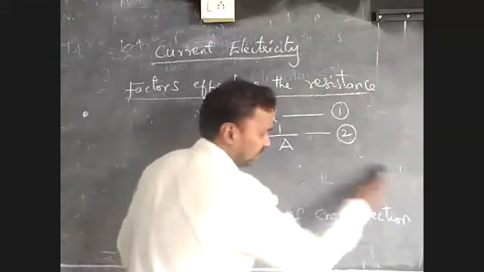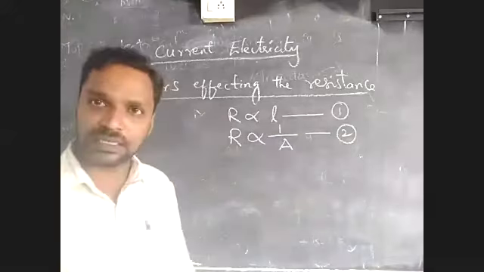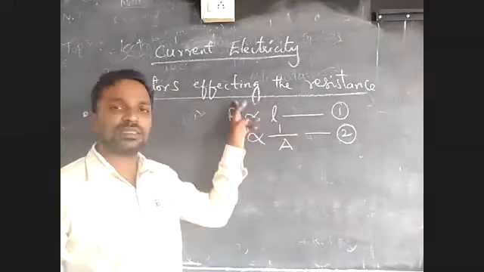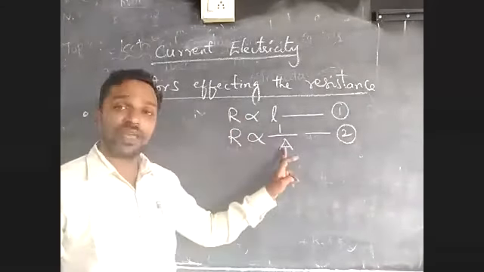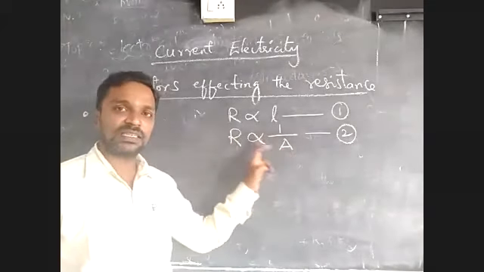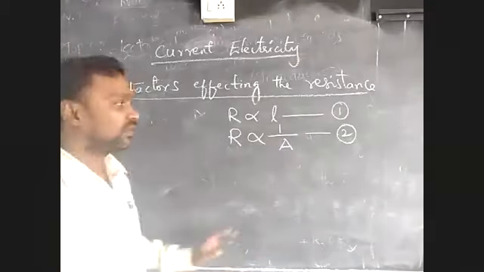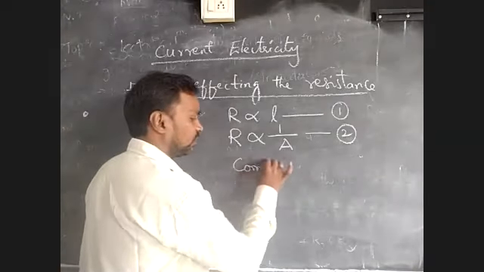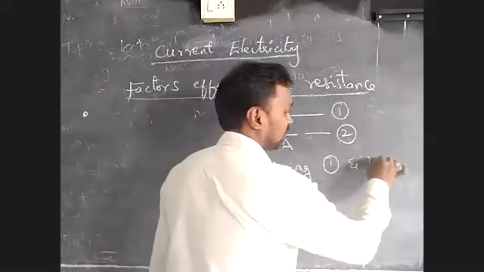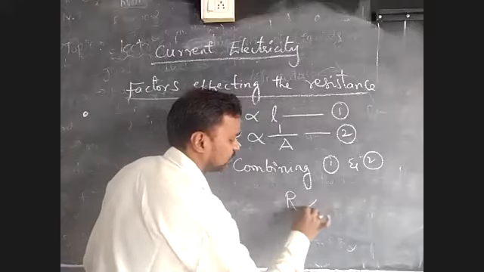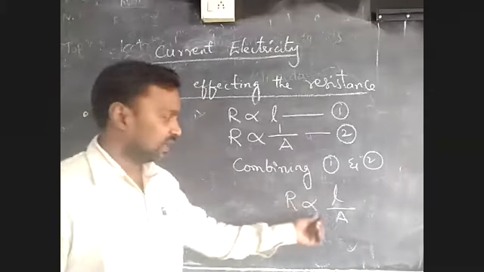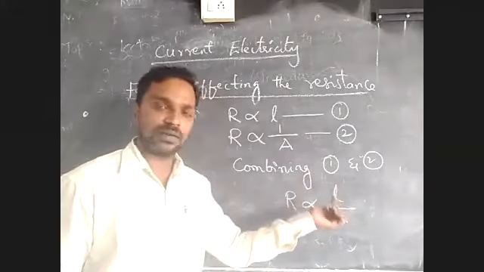The length of a conductor is directly proportional to the electrical resistance. Directly means if the length increases, the resistance also increases. Here, if the area increases, resistance decreases, and if the area decreases, resistance increases. It is the reverse condition. Combining expression 1 and expression 2, I write that R is proportional to L by A, where L is the length of the conductor and A is the area of cross section of that conductor.